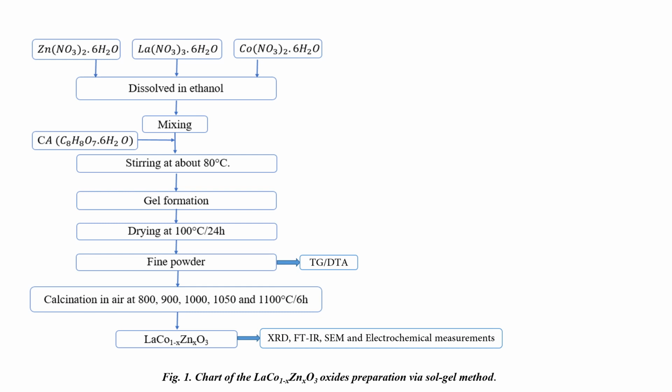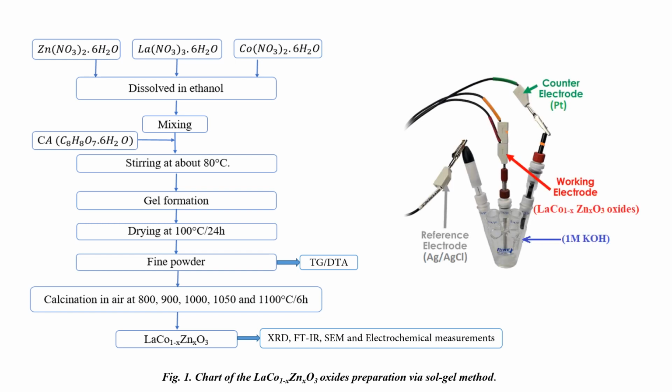The characterization of the catalyst has been studied by several techniques, such as thermogravimetric and differential thermal analysis, X-ray diffraction, Fourier transform infrared spectroscopy, scanning electron microscopy, and electrochemical measurements. The electrochemical measurements were accomplished through a three-electrode method, where the sample served as the working electrode, Ag/AgCl as the reference electrode, and platinum as the counter electrode in alkaline solution.